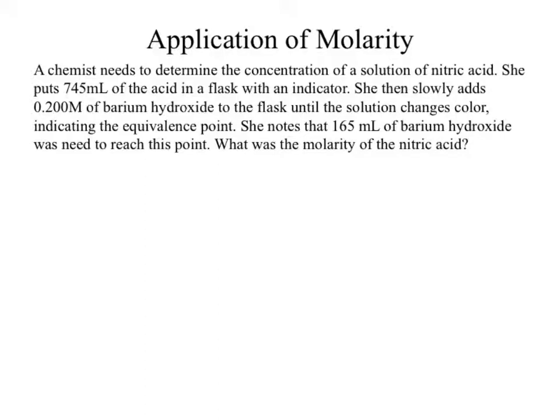Okay. Our indicator is what's changing color. So all that indicator is doing is telling us, whoop, we're now at the equivalence point. The equivalence point is now saying that the amount of base present is equal to the amount of acid present. Okay, so the mole amounts are equal to each other. She notes that 165 milliliters of barium hydroxide was needed to reach this point. What was the molarity of the nitric acid solution?